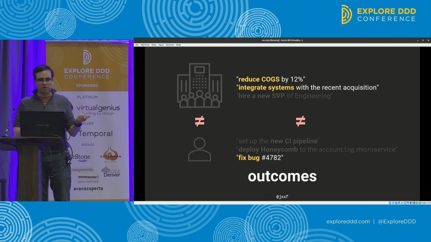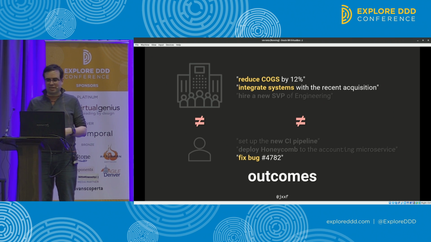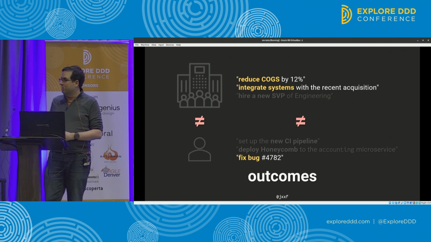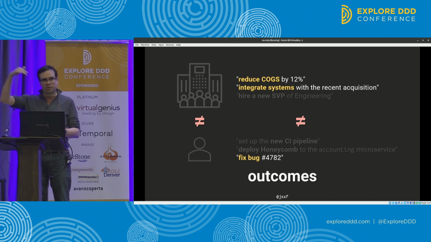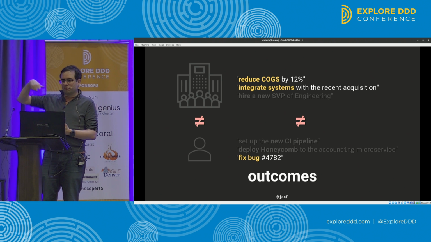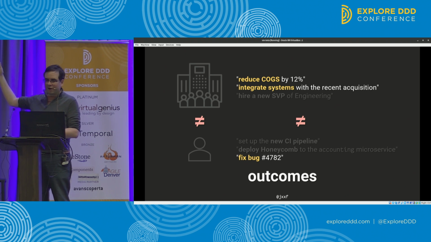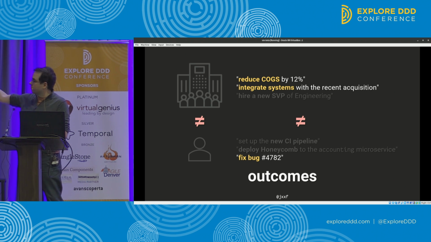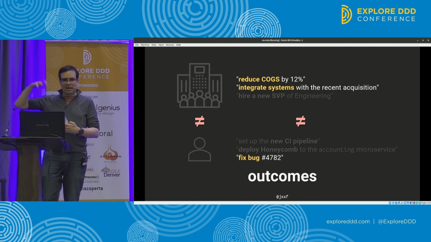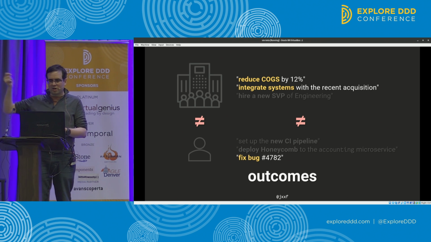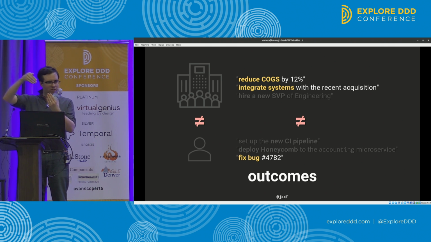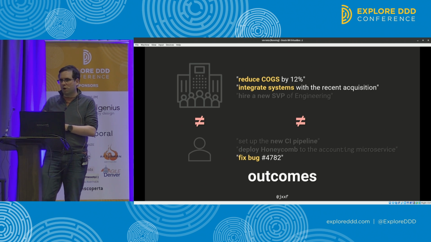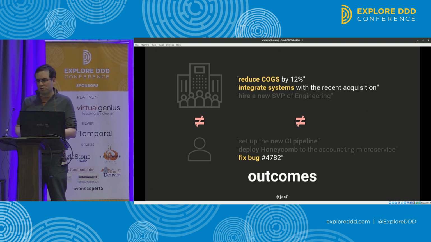So in the example here, the firm cares about a really different set of things than individual teams do. Ideally, in a well-functioning enterprise, it should be clearer to teams how their work connects with the objectives of the firm. For instance, if sales leaders here care about improving cost of goods sold by 12% and integrating systems with a recent acquisition, and your team cares about a completely different set of things, you need to make those things much closer together if you want a domain-driven design experiment to work.